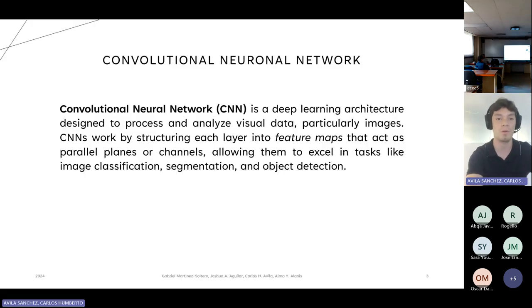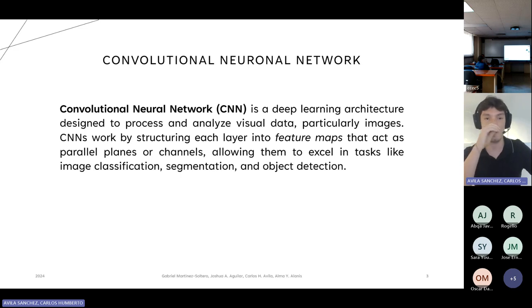So, what is a CNN and why is it important? A convolutional neural network, CNN, is a deep learning architecture designed to process and analyze visual data, particularly images. CNNs work by structuring each layer into feature maps that act as parallel planes, or channels, allowing them to excel in tasks like image classification, segmentation, and object detection.